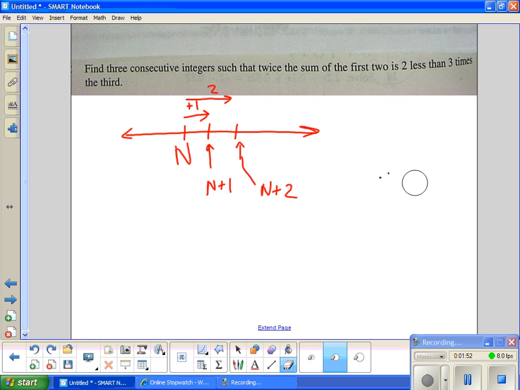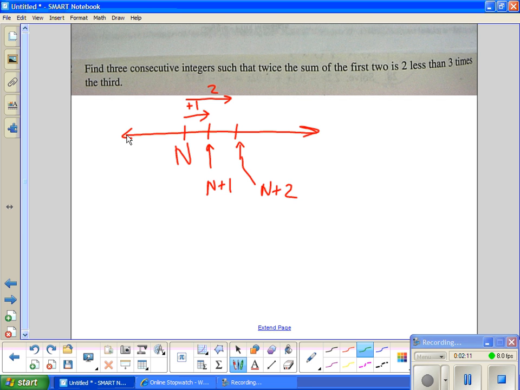Or do they always ask you for 3 consecutive integers? Nope. Sometimes they ask for 4. Sometimes they ask for 2. Do they ever ask for 1? Just 1 integer? Well, we do that all the time. 2x plus 7 equals 9. What integer is that? 1. One of my favorite integers.